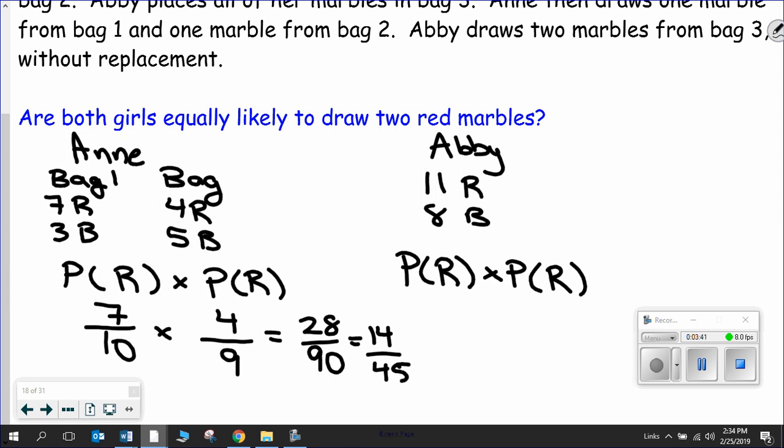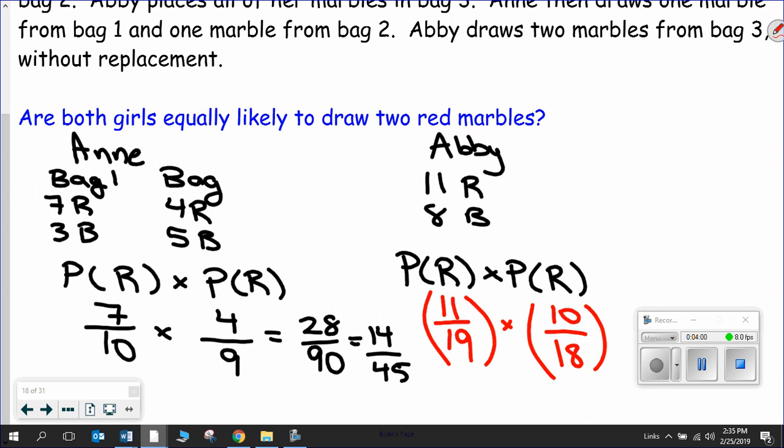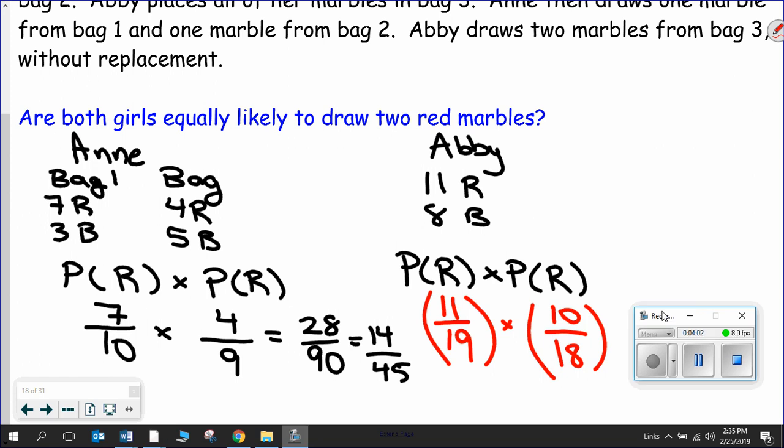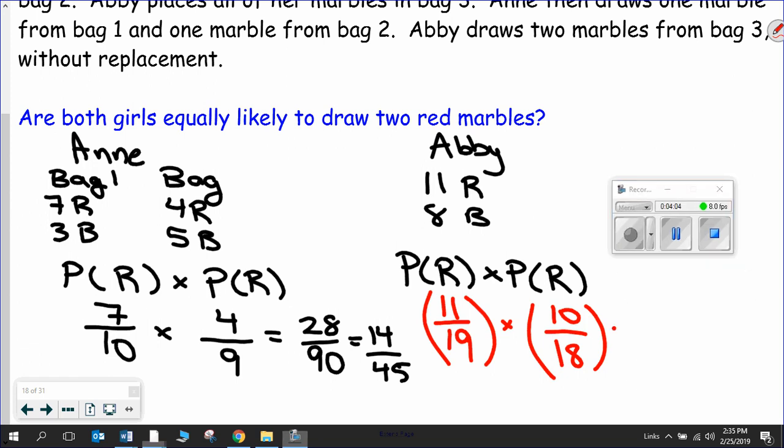Abby, on the other hand, she has 11 red out of 19 in her bag. But now that she's taken a red marble out of that first bag, she's only got 18 marbles left. And out of those 18 marbles, only 10 are red. So if I multiply that out, 11 times 10 is 110. 19 times 18 is 342. And let's see if I reduce my fraction that I get the same answer.